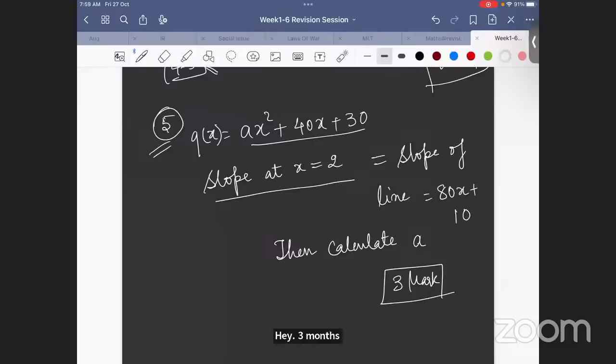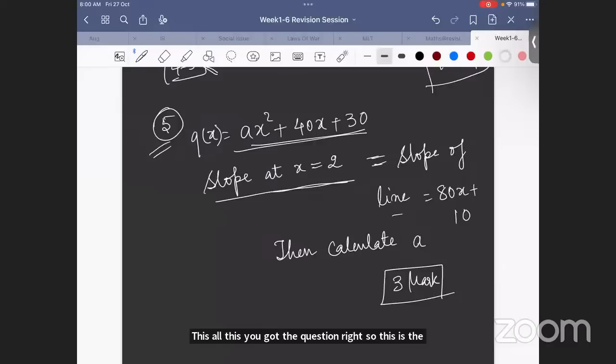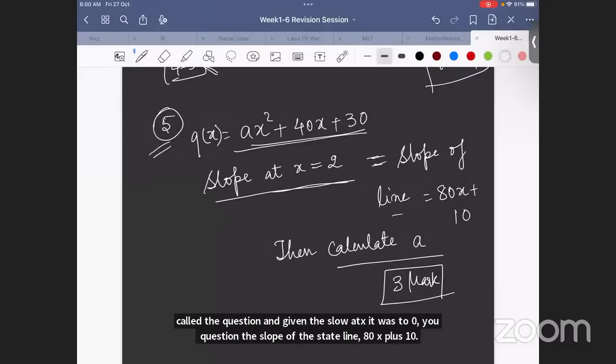Just solve this. You got the question, right? This is the quadratic equation given. The slope at x equals 0 is equal to the slope of the straight line 80x plus 10. What is the value of A? So you have to calculate the value of A.